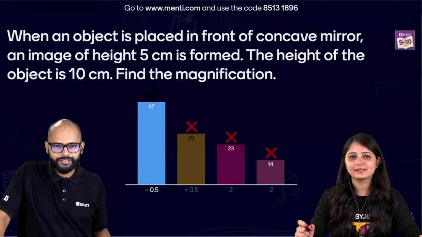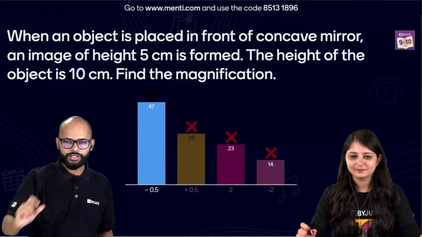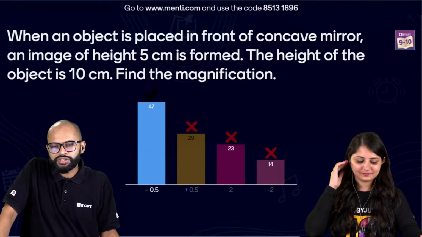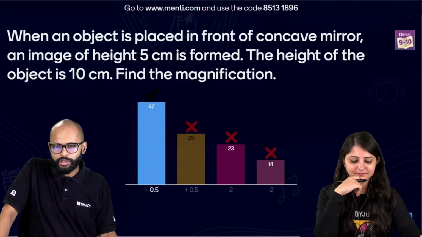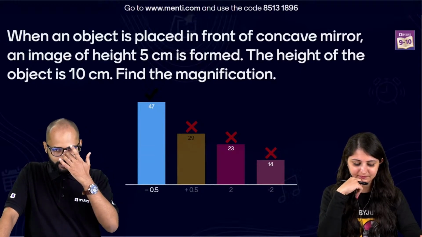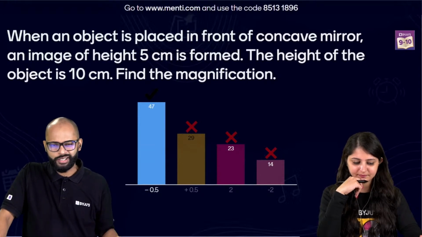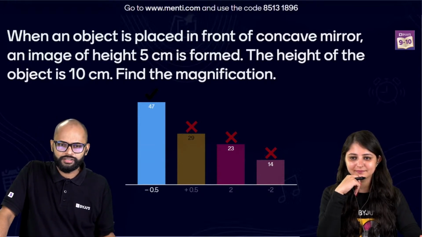47 of them got the answer right. 47. Okay. Acha, how many of you could understand this using the language? When an object is placed in front of a concave mirror, an image of height 5 centimeters is formed. And the object is 10. How do you know it's going to be an inverted image? Do you know that?